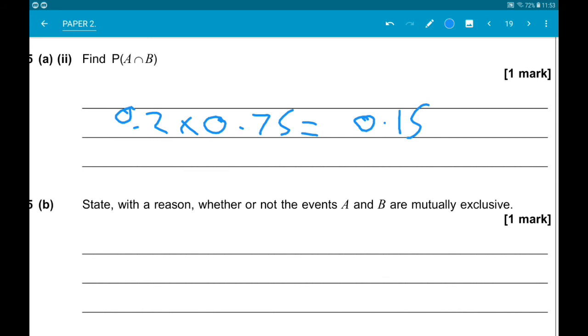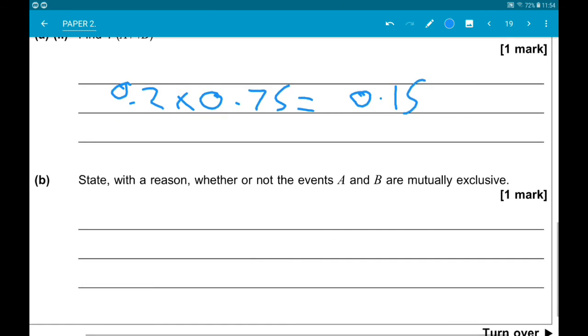Part C. State with a reason whether or not A and B are mutually exclusive. So that means they can't happen at the same time. But we know from above they can happen at the same time. The probability is 0.15. So we would say no, because the probability of A intersection B is not 0.